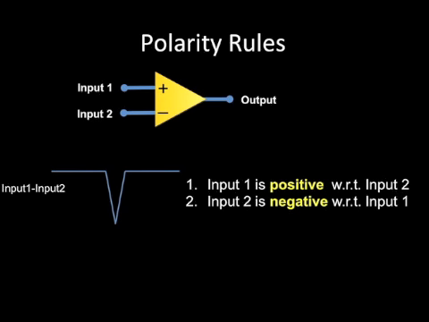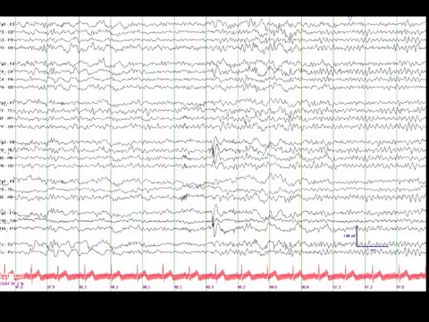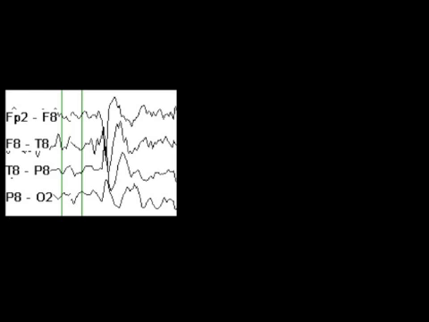Students who are new to EEG sometimes find this difficult as, counterintuitively, an upward deflection is negative in the first input, while a downward deflection is positive in the first input. We can use the polarity rules to come to conclusions about abnormalities, such as in this example. A quick look at the EEG would identify an abnormality in the right temporal region here and here. Let's take a more careful look at this abnormality.